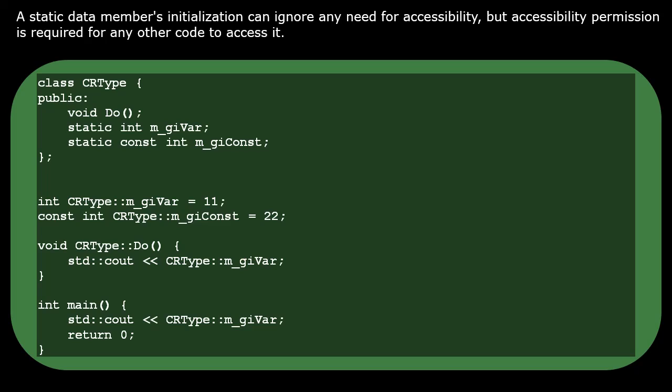Restricting the accessibility of members would affect where they can be used, such as denying access from main while still allowing access from the class's own do member function. For the most part, these accessibility rules apply to static data members too, but notice that the static data member's initialization can ignore any need for accessibility.